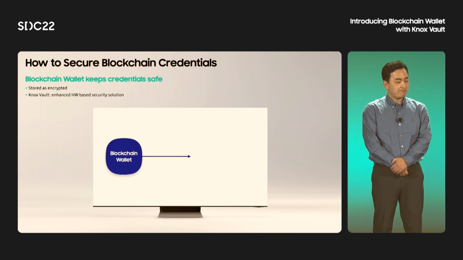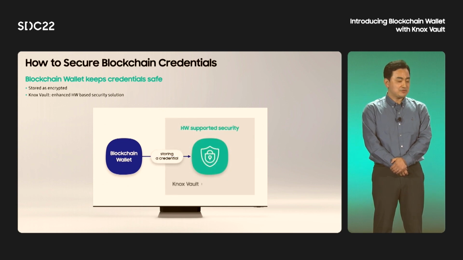By the way, as I mentioned, our blockchain wallet is non-custodial. So it stores a blockchain credential inside a smart TV. Therefore, ensuring its security at an advanced level is essential. To achieve it, our blockchain wallet utilizes hardware-supported secure storage, which Knoxboard and ARM TrustZone provide. Then, what is Knoxboard and how can it achieve enhanced Tizen security?